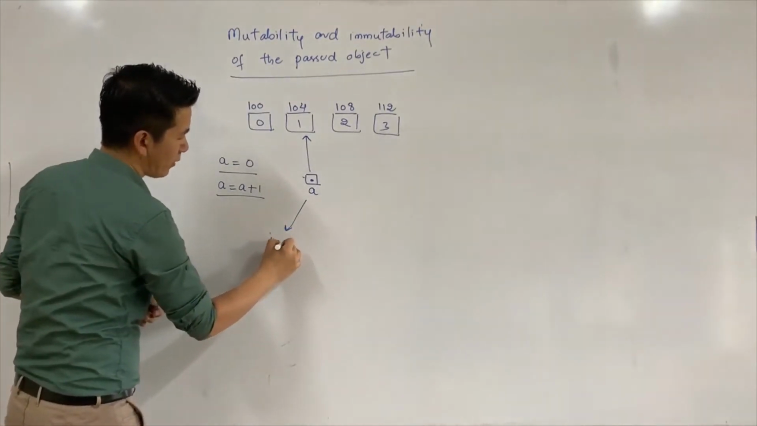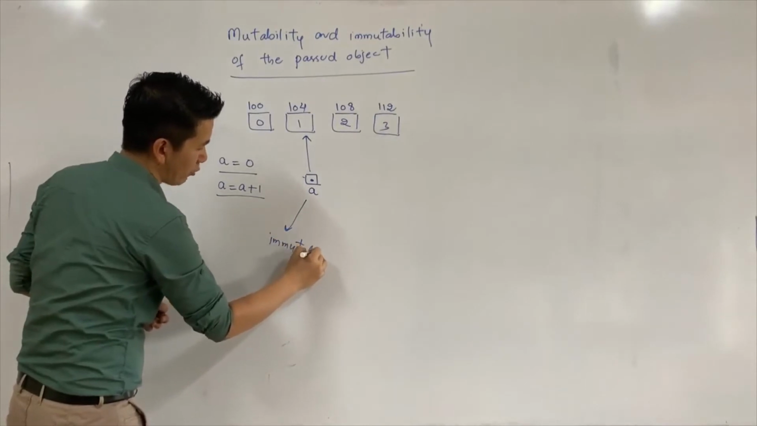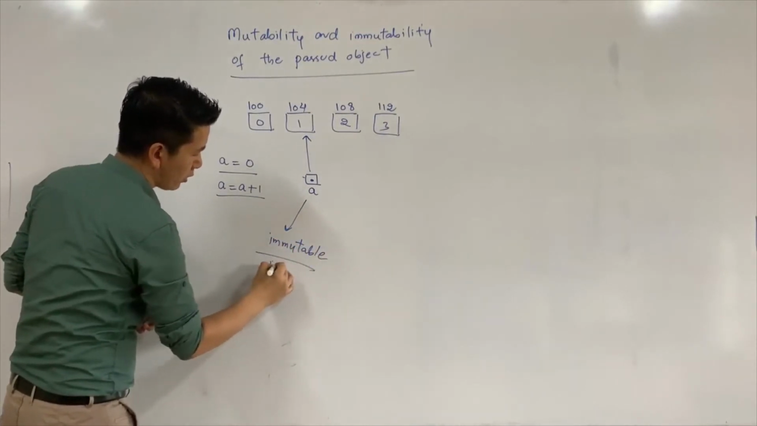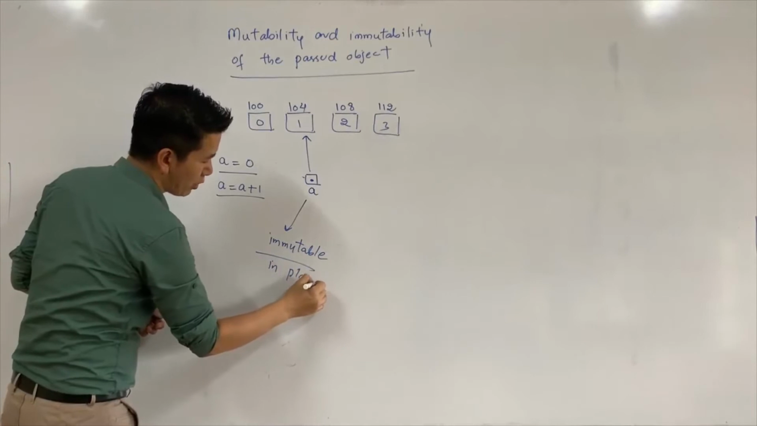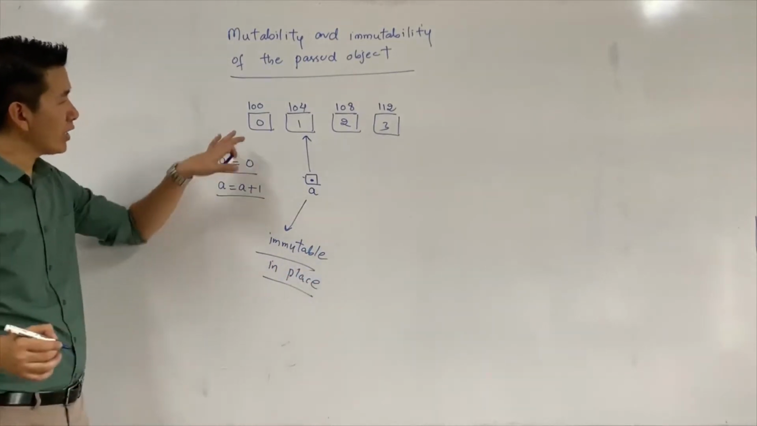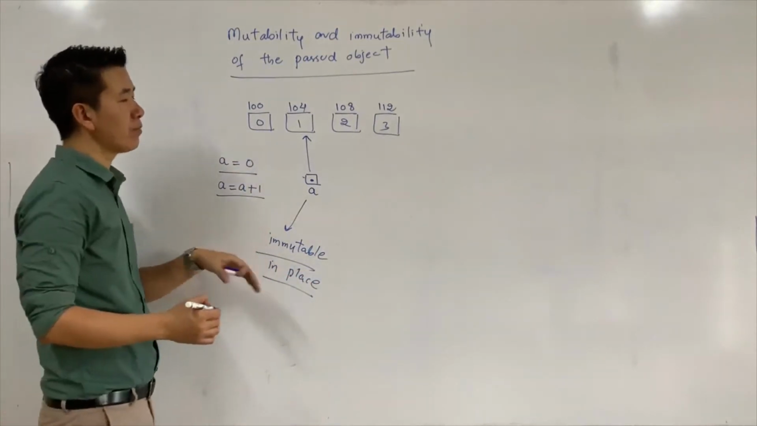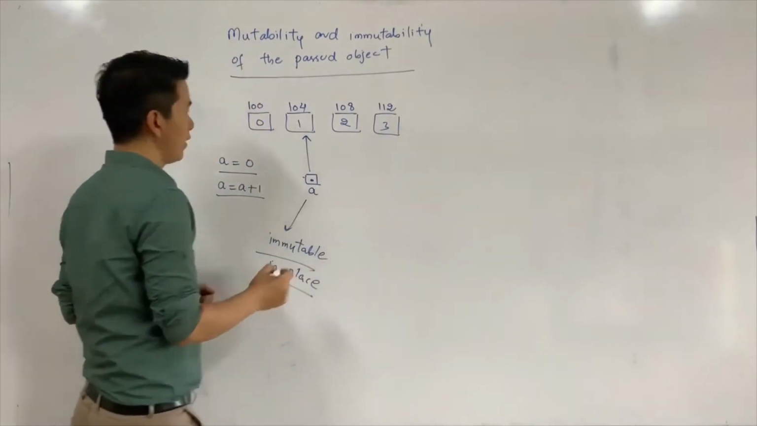So I'll just write here immutable, right? So this will help you to remember. In place means the value in place cannot be changed, hence it's immutable. Let's take an example of the list.